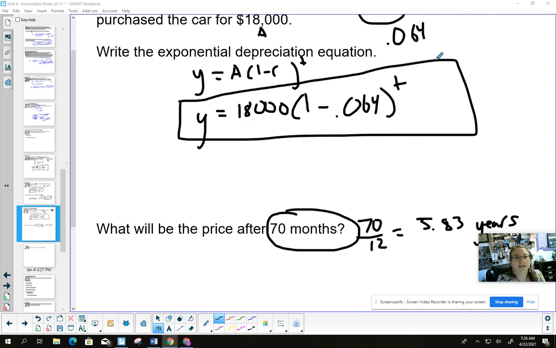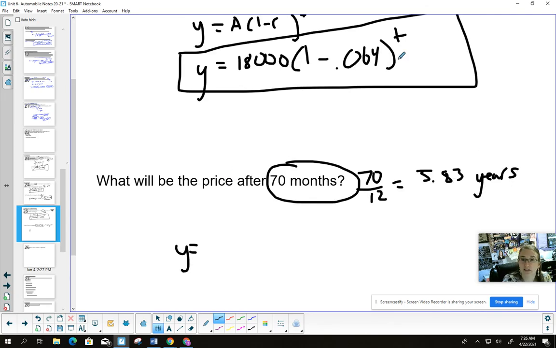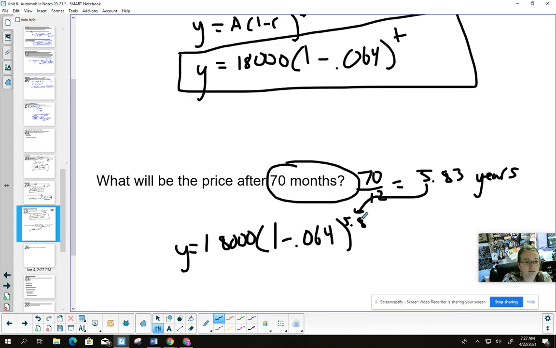So if you have months, t does not represent months. If you put in 70, that would be like after 70 years. That's not what it's asking, right? So it's asking after 5.83 years. So take a moment, go ahead and rewrite it, plug it in, and see what you get. Okay, so 18,000 times 1 minus 0.064 to the 5.83. So just be careful, guys. Sometimes you guys get so stuck in, oh, I have to do this every single time. We only had to do this here because we were not given years.